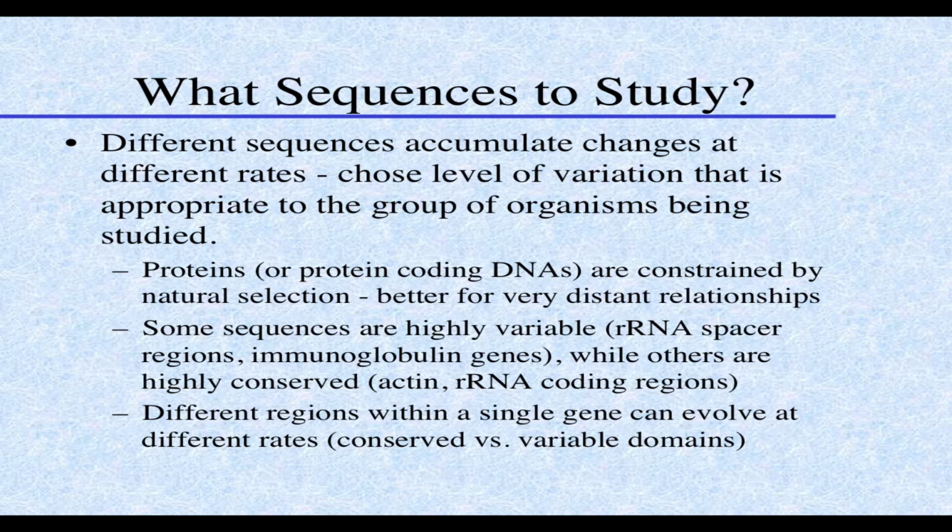So depending on the goal of your phylogenetic analysis, that will guide you to what sort of sequences you want to use. Just in general, protein coding DNAs are constrained by natural selection, so they are better for more distant relationships. Highly variable sequences like immunoglobulins, ribosomal RNAs, certain kinds of simple sequence repeats change very rapidly, sometimes at the level of individuals, so that even people in the same family will have sequence differences. So those would be good for working with closely related organisms.